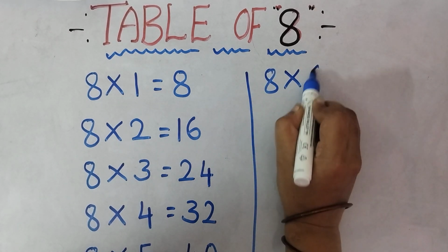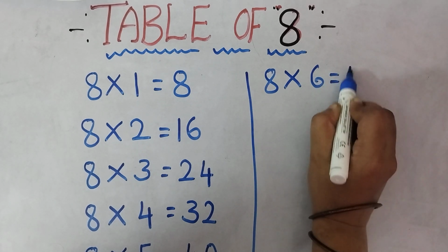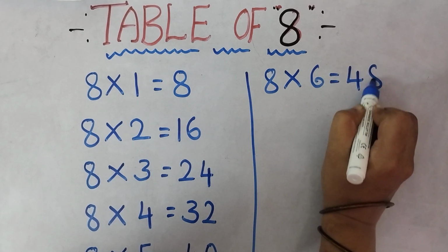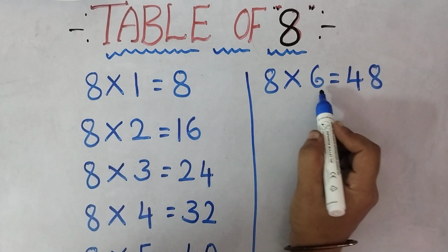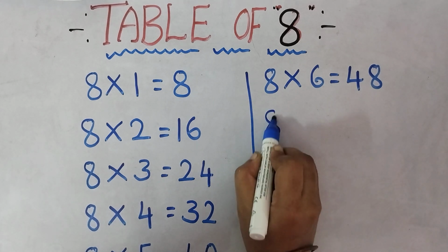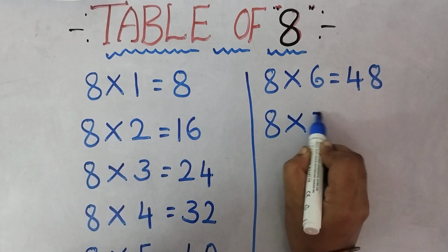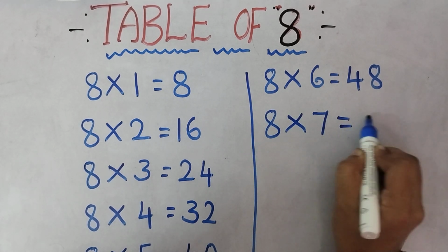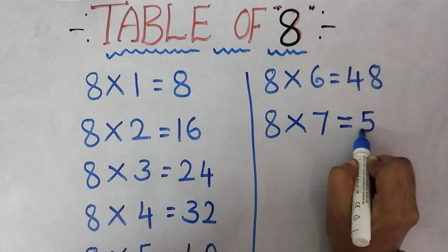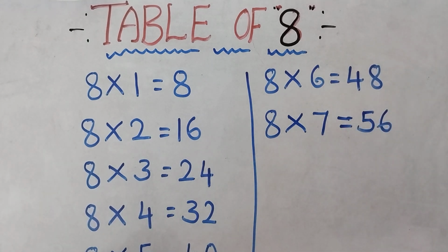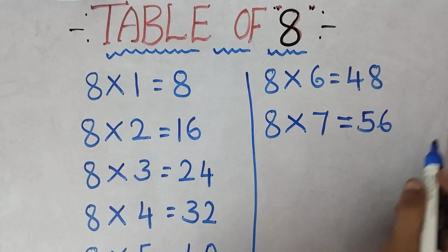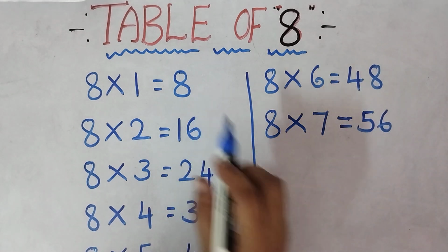8 into 6 is equal to 48. 8 sixes are 48. 8 into 7 is equal to 56. Means 8 sevens are 56.